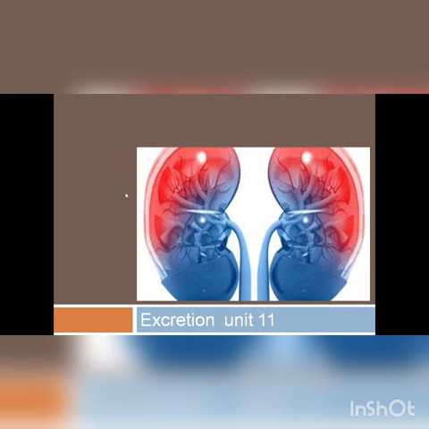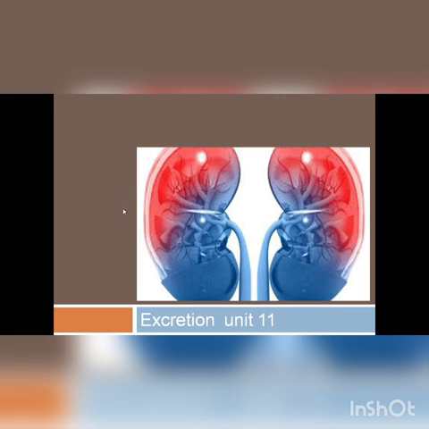Today we are going to start our third lecture of unit excretion, and this is the last lecture of unit 11. Previously we studied the excretory system, the excretory products, the way of urine formation, and the structures involved in urine formation, starting from the kidney towards the nephron and the internal structure of the nephron. Now today we are studying why the regulation of fluid is very important in the body.